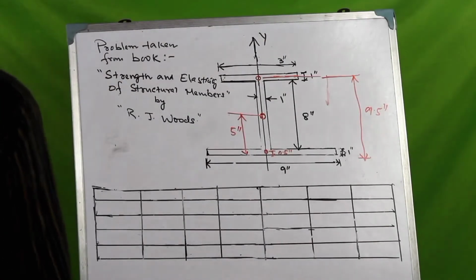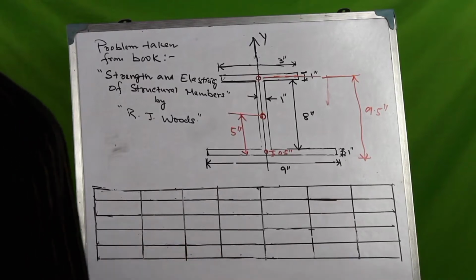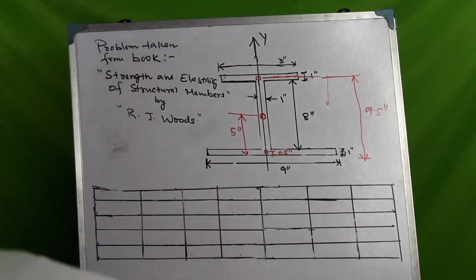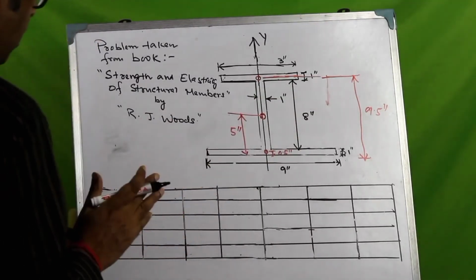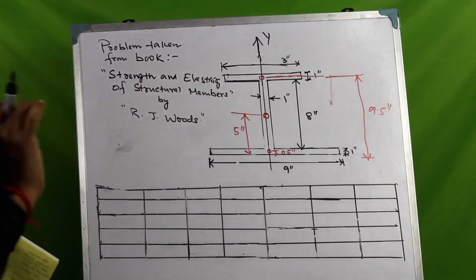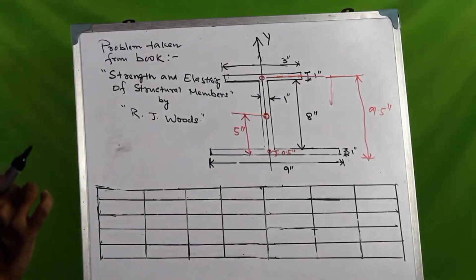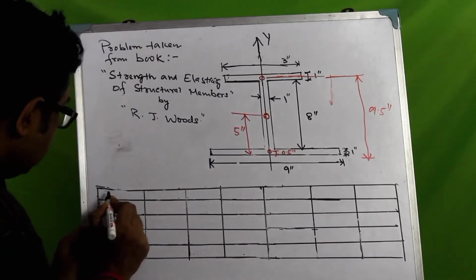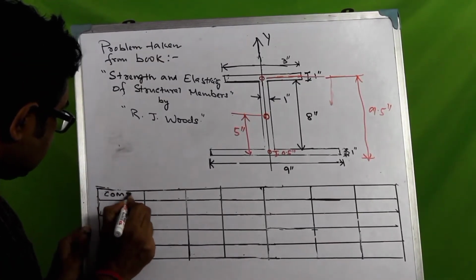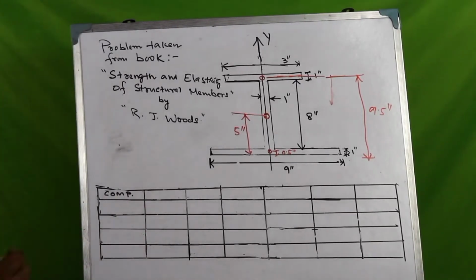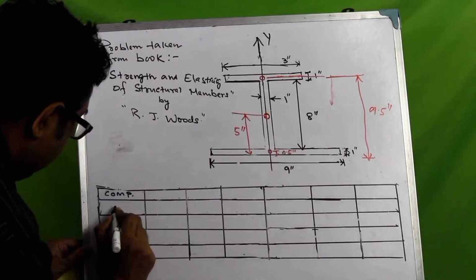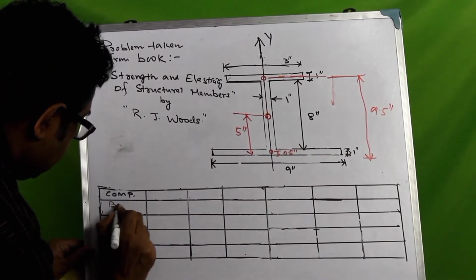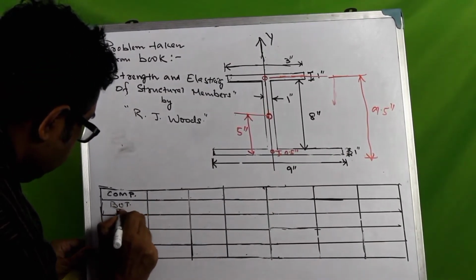Now with all this information, we intend to find out the distance of the centroid from the bottom of the bottom flange, or we need to identify the location of the centroid. So what are the components? Let me write this comp, which would mean components. So the first component is, let us say, we'll start with the bottom flange.